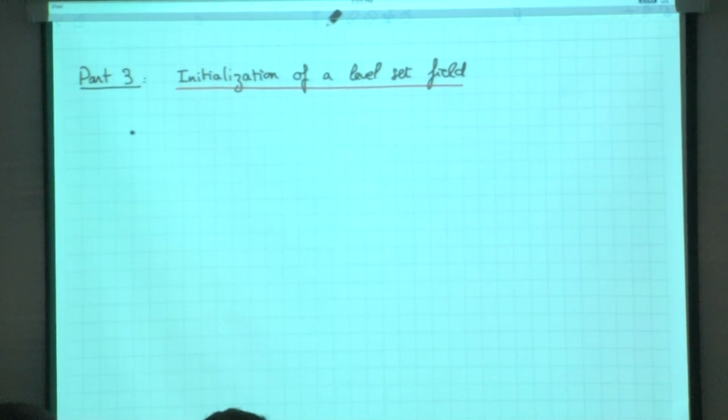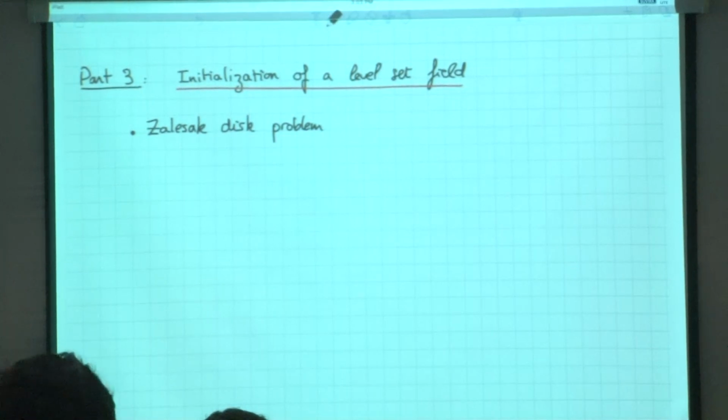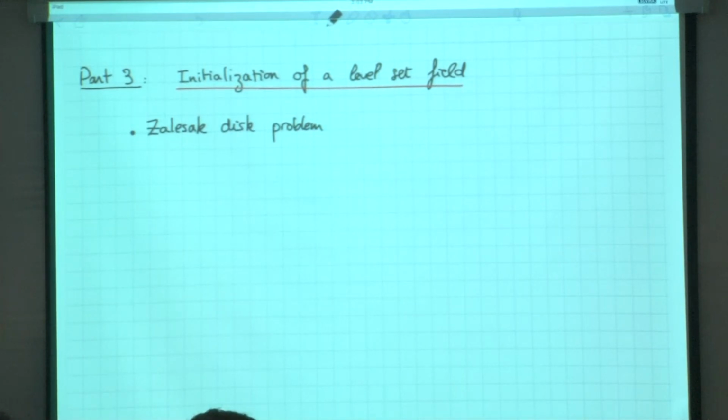The first problem we're going to look at, and the only one for which we're going to talk about the initialization, is the so-called Zalizak disk problem. So Zalizak was a pretty prolific numerics researcher who published quite a bit on flux correction algorithms. The idea was to avoid numerical diffusion as much as possible.